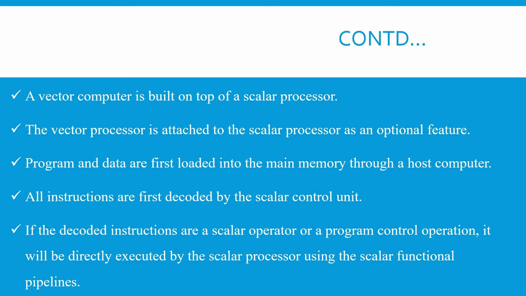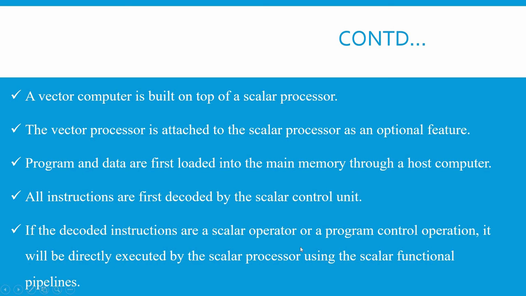A vector computer is built on top of a scalar processor. The vector processor is attached to the scalar processor as an optional feature. Program and data are first loaded into the main memory through a host computer. All instructions are first decoded by the scalar control unit. Then only it can identify whether that instruction is scalar or vector.